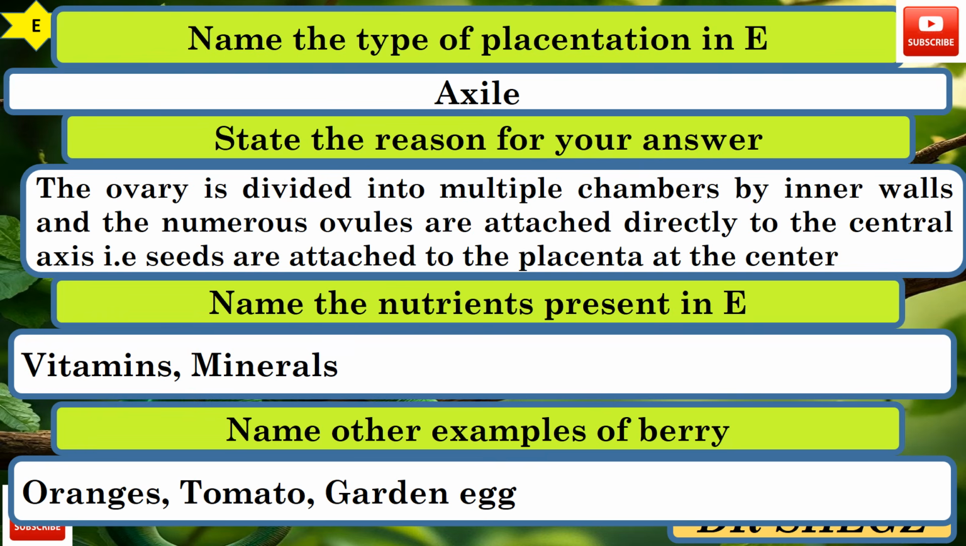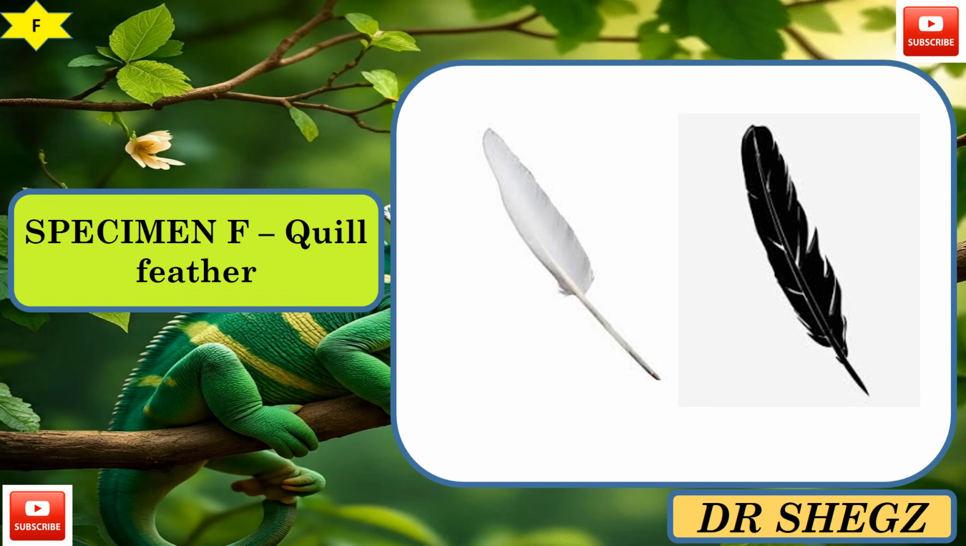And other berries, you have orange. Remember, we said pawpaw is a berry, guava is a berry. Oranges, tomatoes, garden egg, they are all berries. That's the type of fruit. The quill feather, one very important specimen in biology, quill feather.